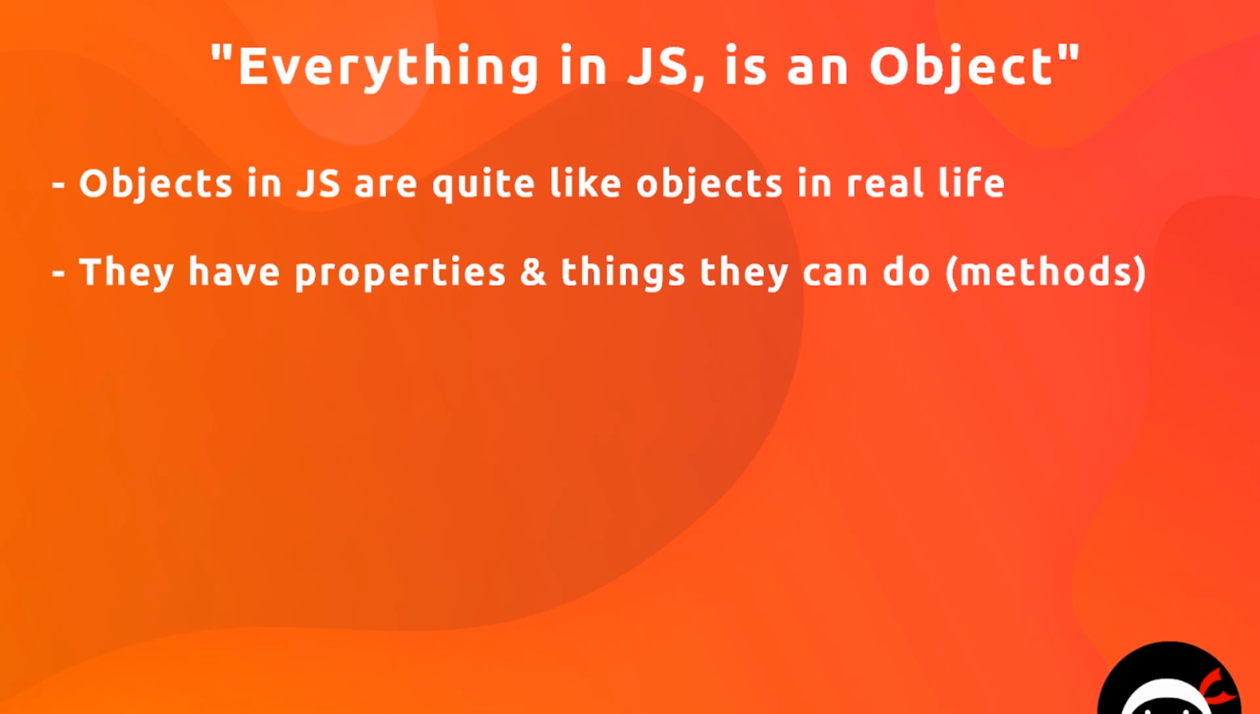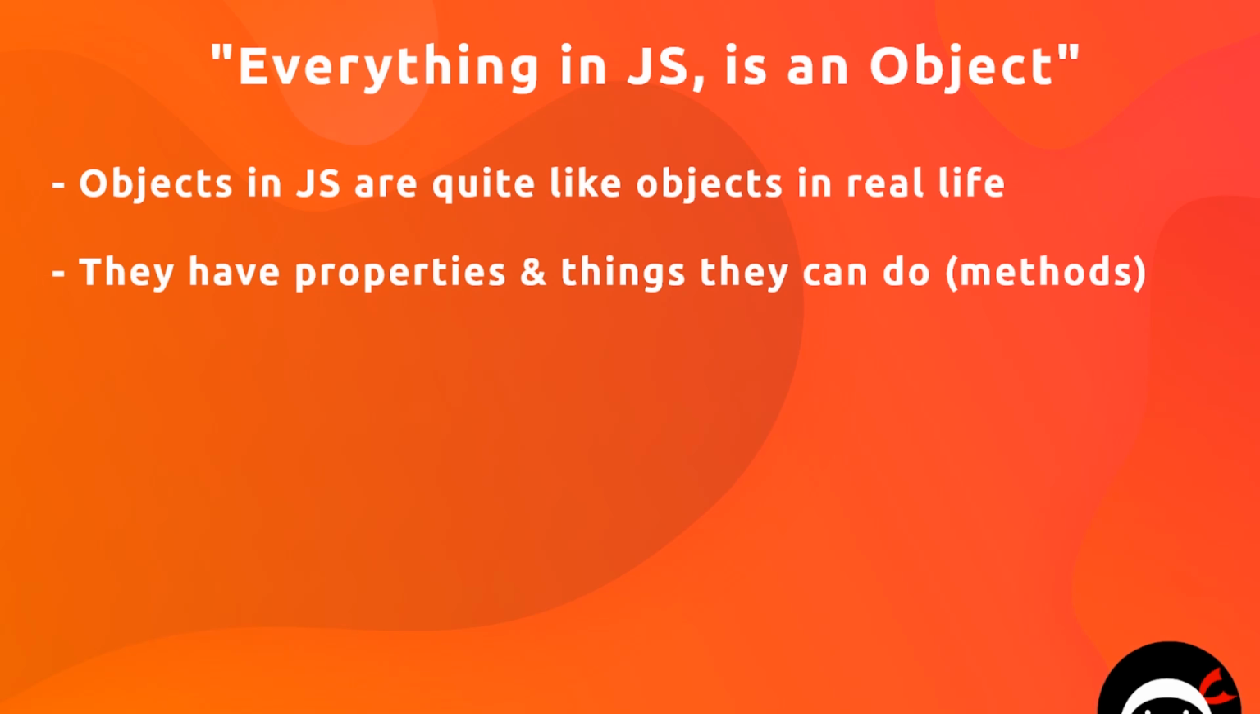For example, a car. In real life, an object like a car has properties such as its color, the model, registration number, etc. And it also has things it can do. It can drive, reverse, turn, accelerate. So objects in real life have properties and things they can do. And the same goes for objects in JavaScript. They can have properties and things they can do.